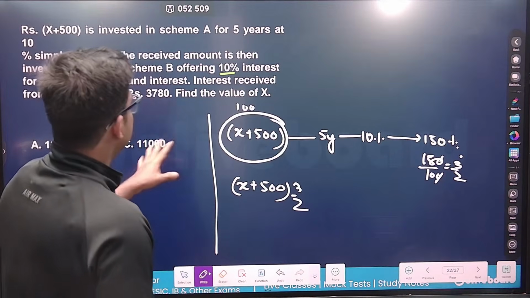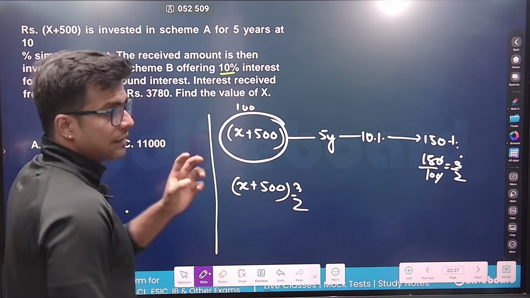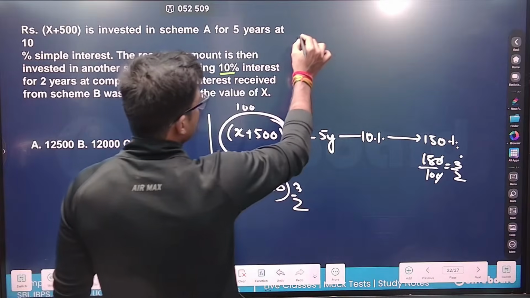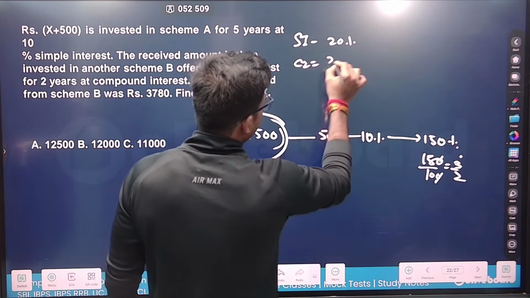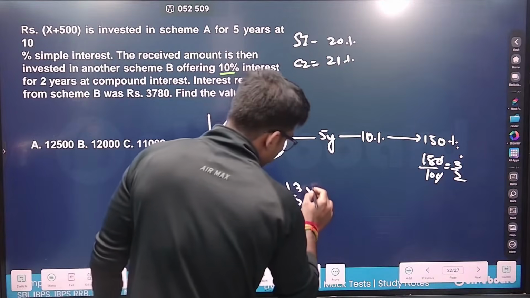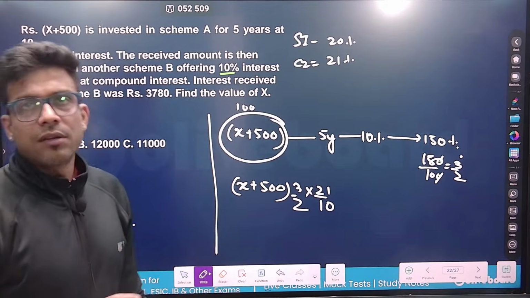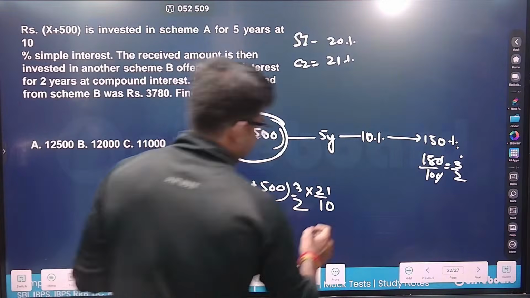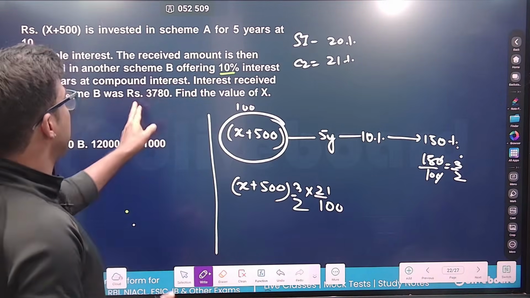Okay, fine. This is invested offering 10% interest for 2 years. Now 10% interest for 2 years, but it is compounding. See, guys, if this would be SI, it would be 20%, but in case of CI, it would be 1% increase, which is 21%. I have taught you many a times. So can I say this would be multiplied by 21 by 100? Correct? Makes sense, everybody? Interest received from scheme B was equal to 3780.